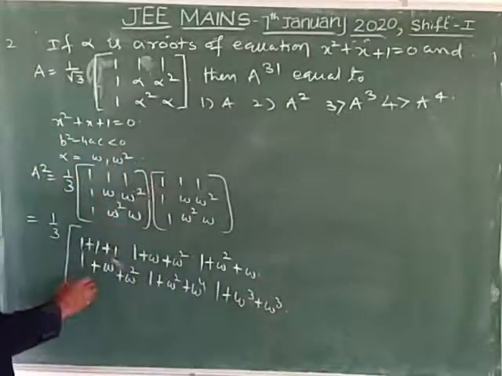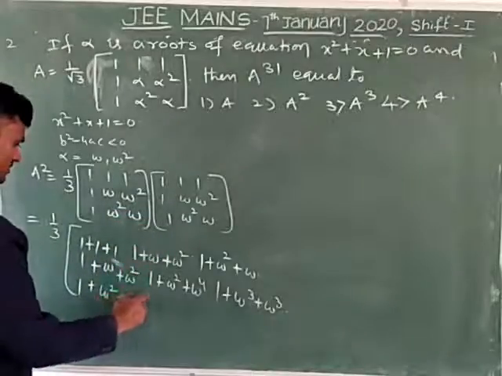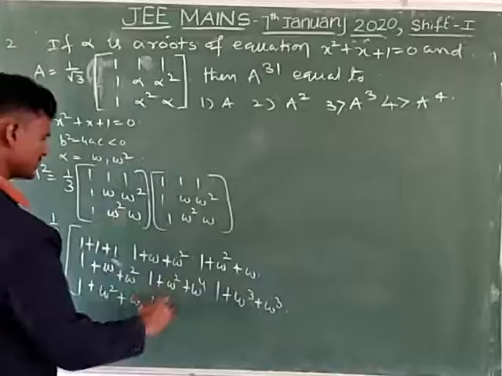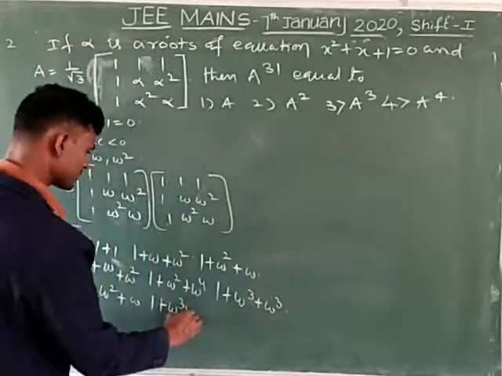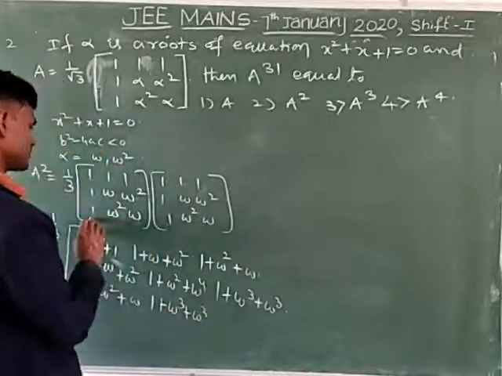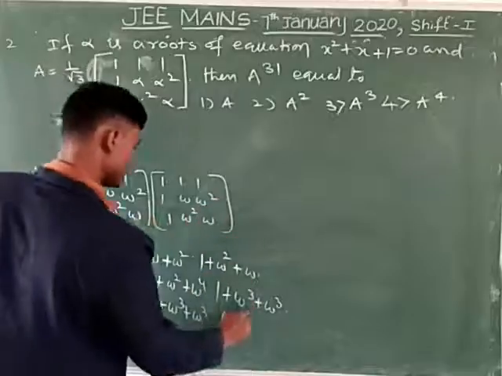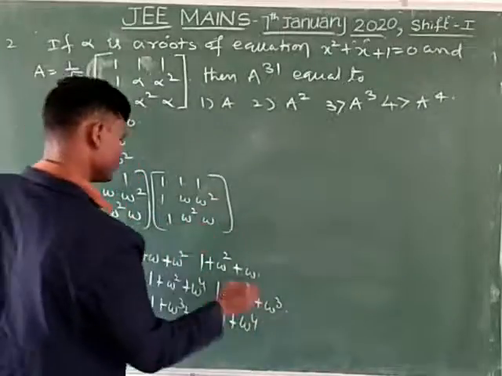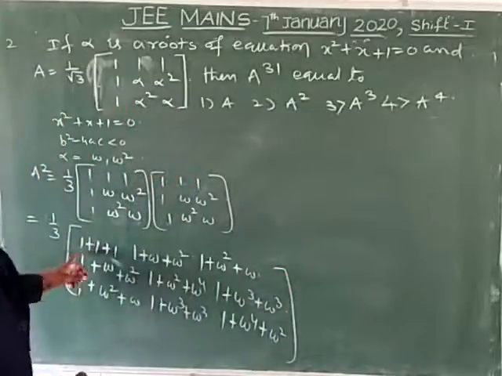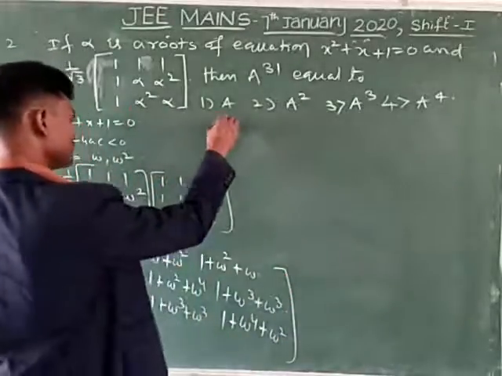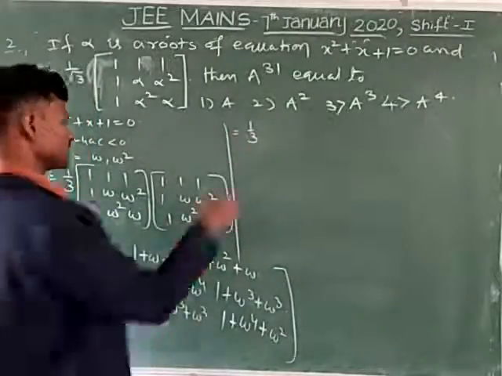Next here 1 into 1 plus omega square, next omega. Next one is 1 into 1, omega square into omega cube, and omega into omega square, omega cube. Next one is 1 into 1 plus omega square, omega to the power 4, and this is omega square. Now see here, this is 1 plus 1 plus 1 is equal to 3, which is 1 by 3 into this is 3.